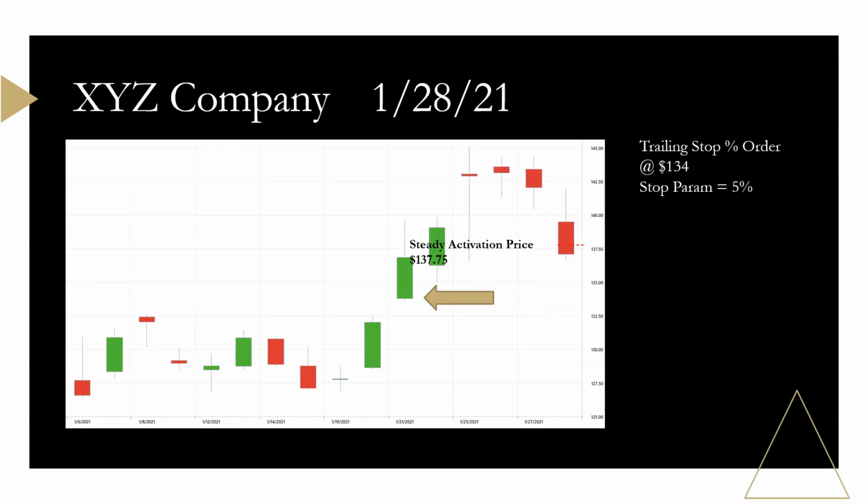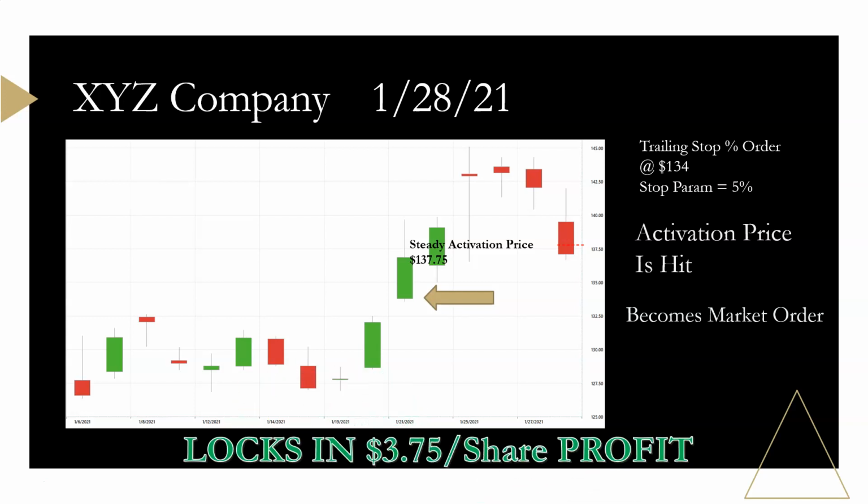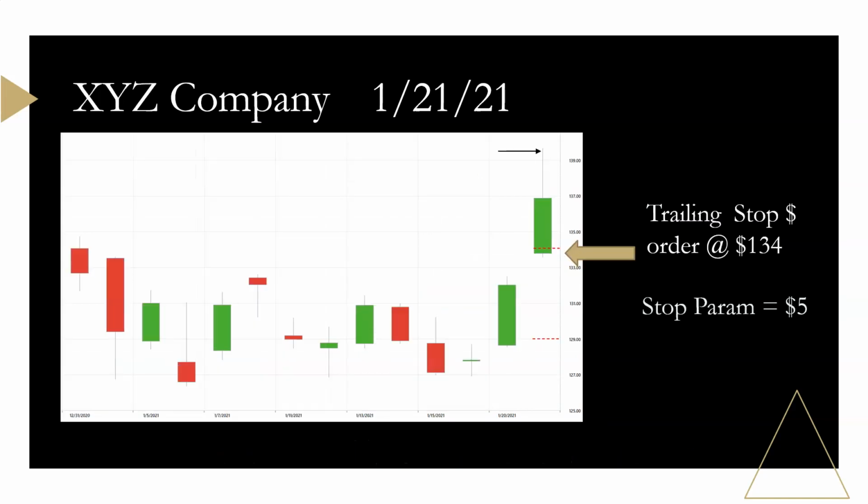The stock price continues to fall in the days to follow, and it's not till the 28th that the stock price actually hits the 137.75, and when it does, it becomes a market order and a sell order is initiated. And in this example, you would have locked in $3.75 per share realized profit. Okay, same day, same company.